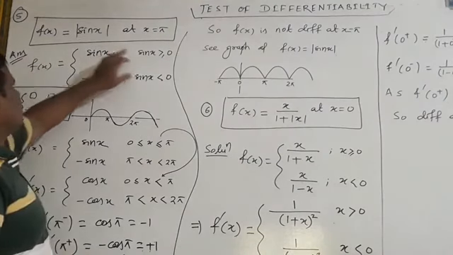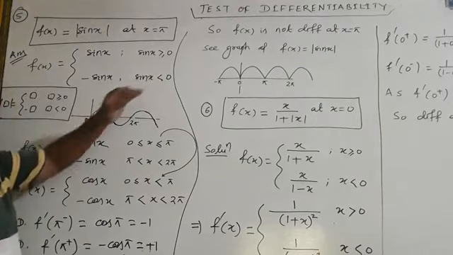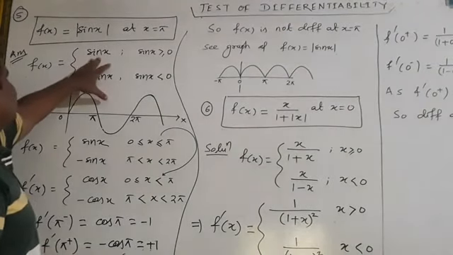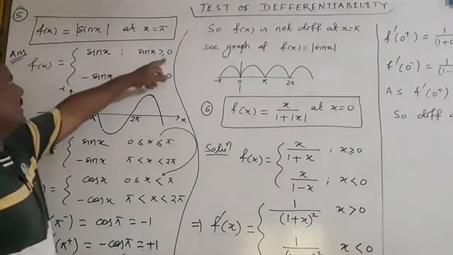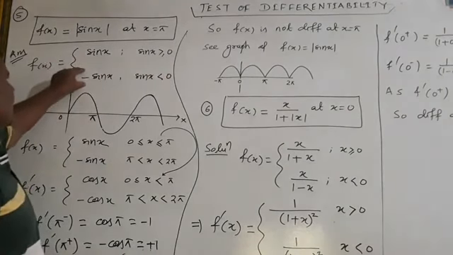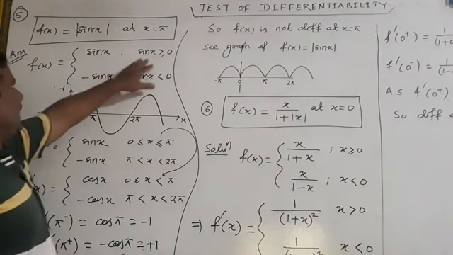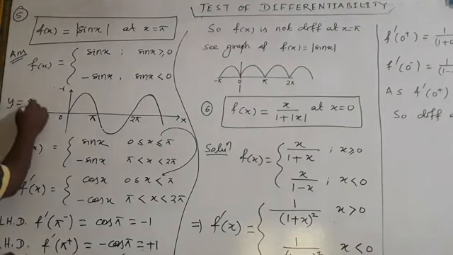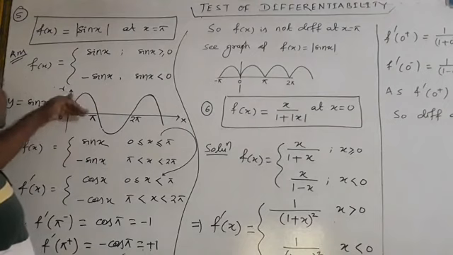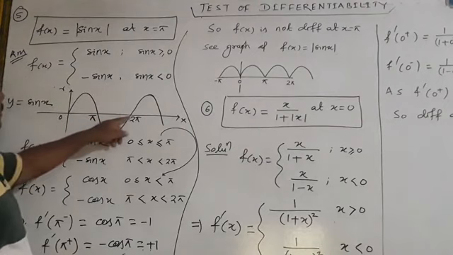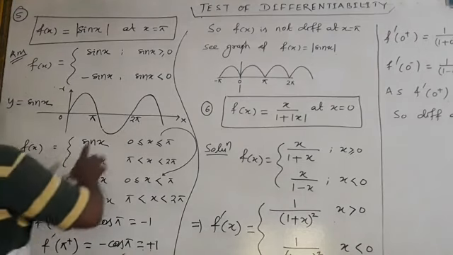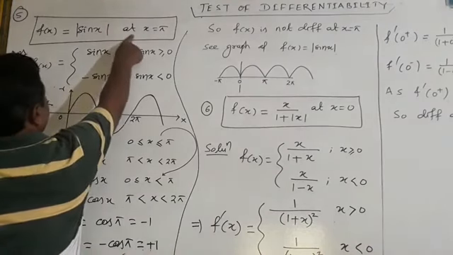Mod sin x is sin x when sin x is greater than or equal to 0, and minus sin x when sin x is less than 0. This is the graph of y = sin x. And we know when x is from 0 to pi, sin x is positive, and when x is from pi to 2 pi, sin x is negative. Now my question is to discuss the differentiability at the point x = pi.